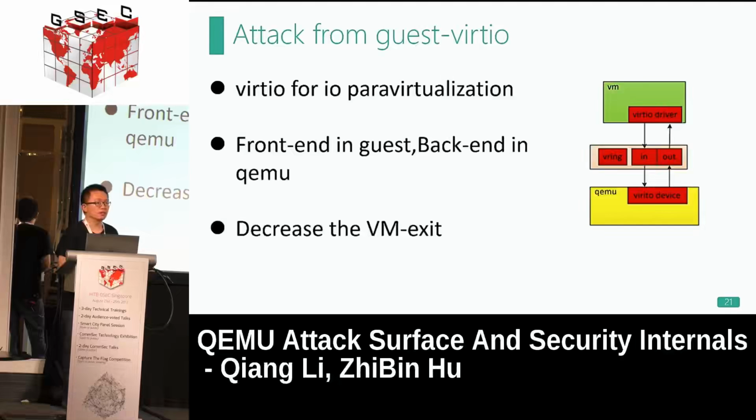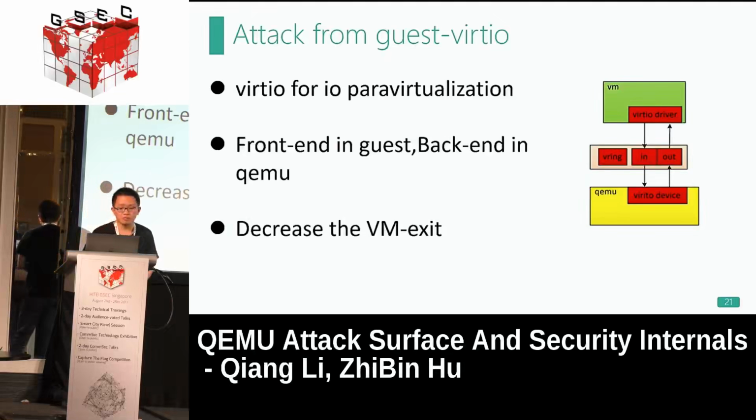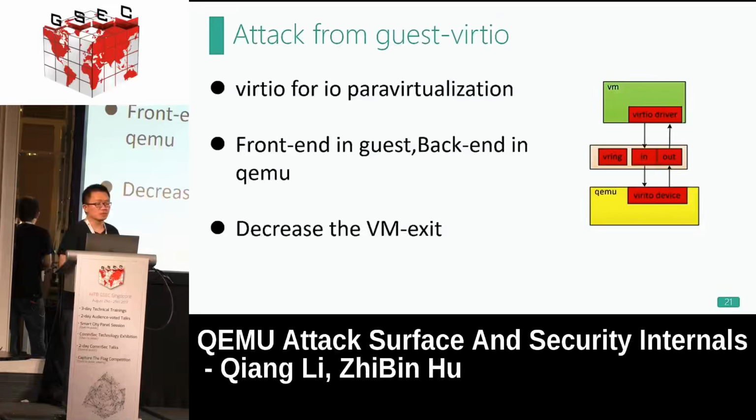Why? Because there are a lot of layers. You can see from the guest to the QEMU, every VM exit has a cost. So VirtIO is for paravirtualization. In this mode, the guest is aware that it is running in a virtualization environment.